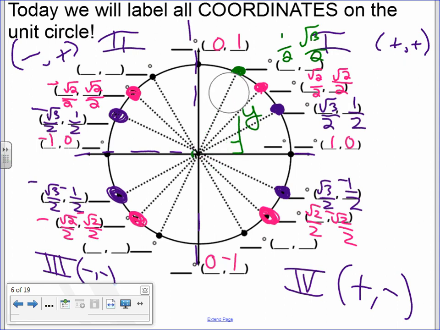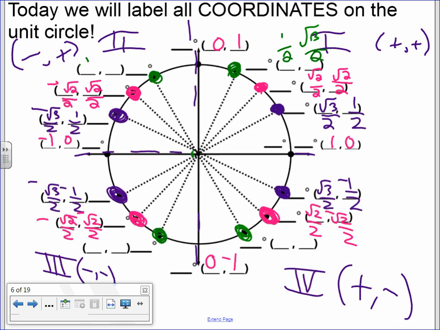All right, you ready for some reflecting fun? So 60 is going to be green. Who's going to be green over here? 120 is going to be green. Who's going to be green down here? 240. And who's going to be green over here? 300. Every green will be the same coordinate.